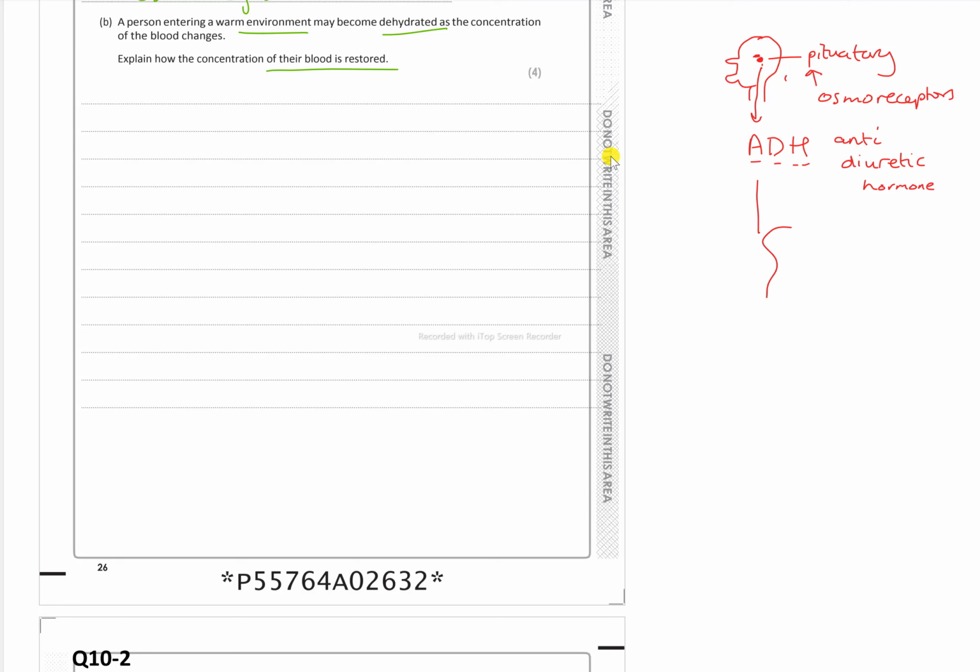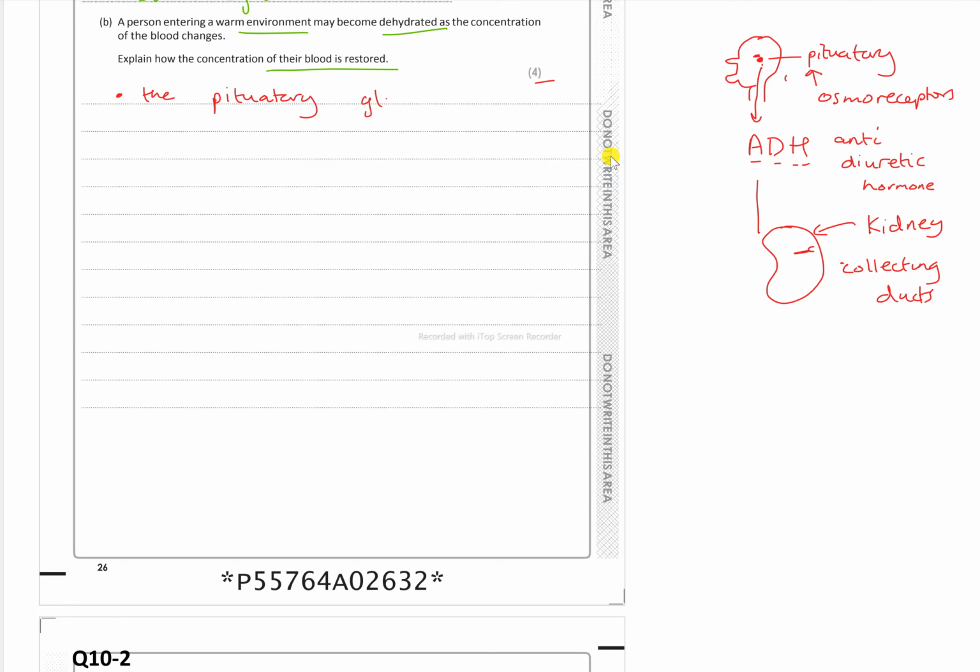It goes to the, what is that? That is a kidney. There's a collecting duct in there which is part of a nephron. So it makes the collecting duct more permeable. So it absorbs more water back into the body via the blood. So it makes the blood less concentrated and the urine more concentrated. So we've got to write that. It's only 4 markers.